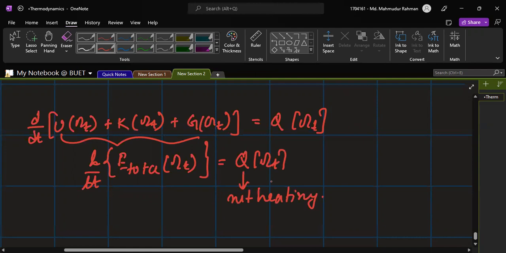So if the net heating is zero, then we can say that the rate of change of total energy is zero. One shortcoming of this first law is that it doesn't put any bound on the rate at which this energy can change. To answer this question, the second law comes into the picture. If we have time, then we're going to explore this topic in the near future. Thank you for today.